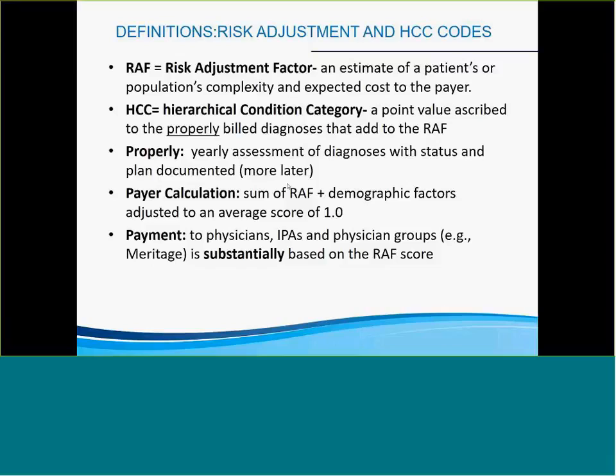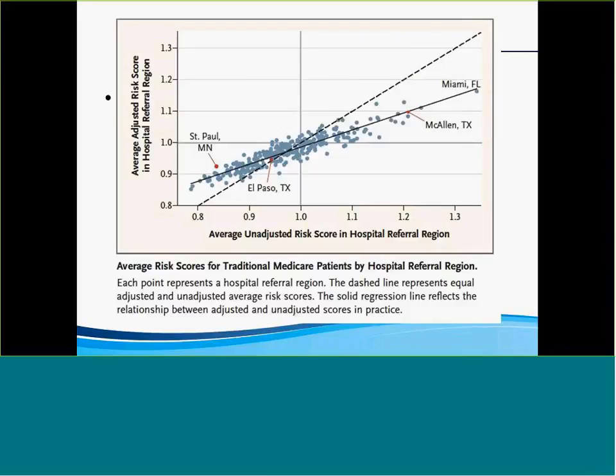Patient is the sum of the RAF plus demographic factors adjusted so the mean is 1.0. Thus 1.0 is more or less the average RAF across all the categories, let's say in Medicare or in a commercial risk program that we'll talk about. And finally, payment. Yet there are payments based upon 992s and 3s and 4s and so forth, but the group or physician group has substantial upside and downside based upon the RAF score.